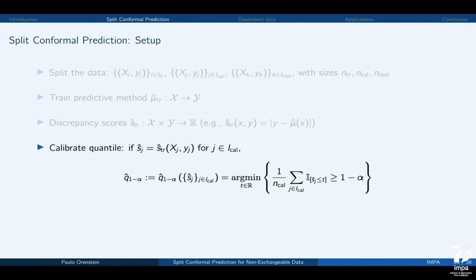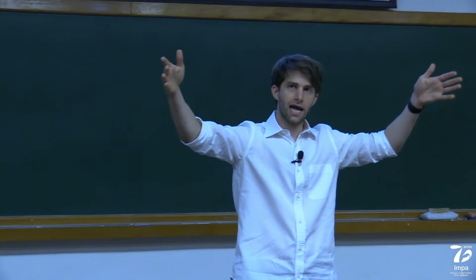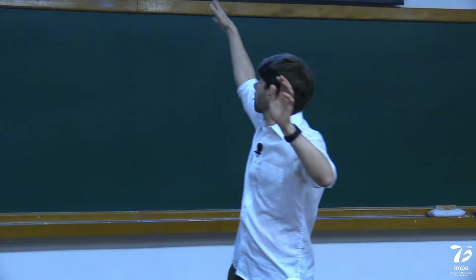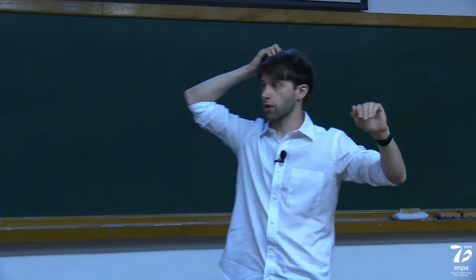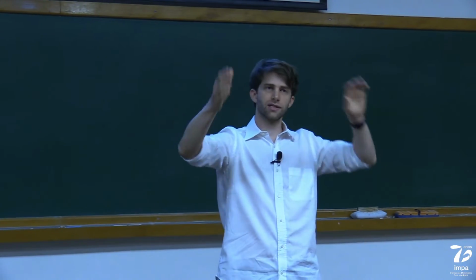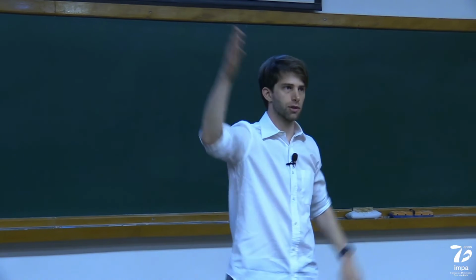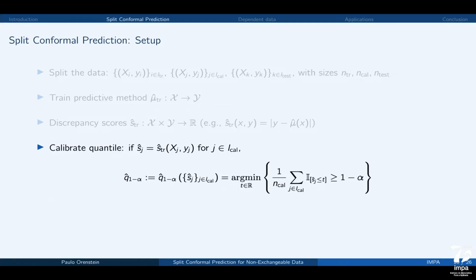Let me tell you what's going on there. Suppose you have your scores s hat j, so they're all here, let's say. Let's order them from smallest to biggest. They're all in R. And let's say alpha is 0.1, so I'm trying to find the 90th empirical quantile. This is the smallest value in my data such that I have 90% of my data below it. That's what this formula is asking for. So it's something that's pretty intuitive.